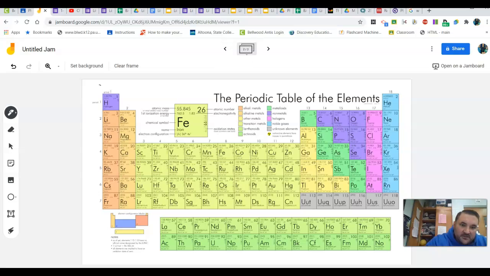So the alkali, the alkaline earth, down in here you have the transition. They're called transition because they shift their valence electrons between 1, 2, and 3.